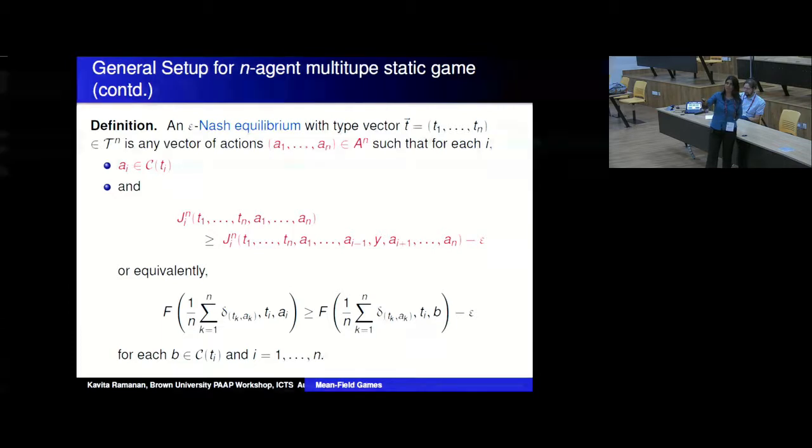And this is another way to write this in terms of the payoff functions. So you would have this for each b in C_{t_i} and i equals 1.